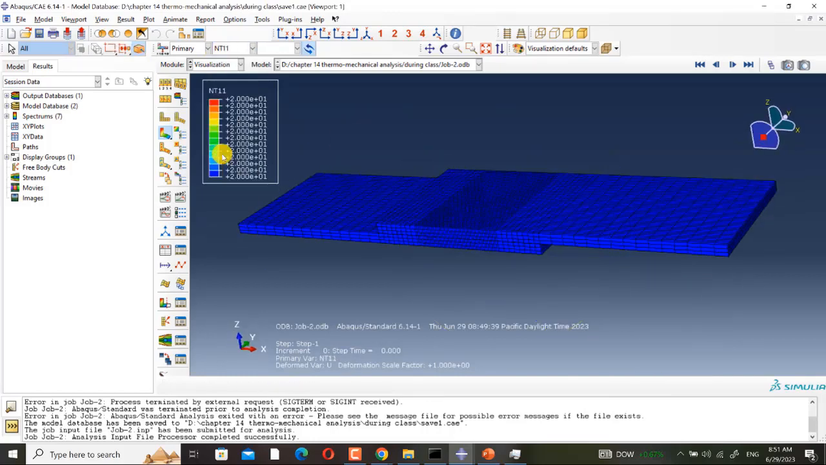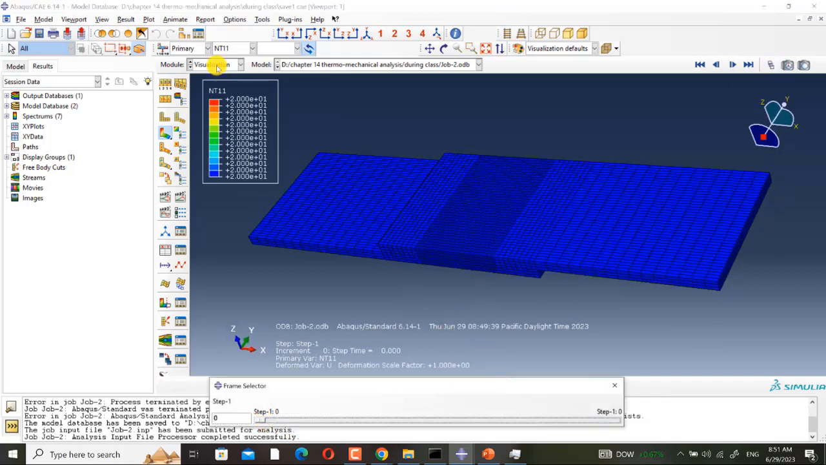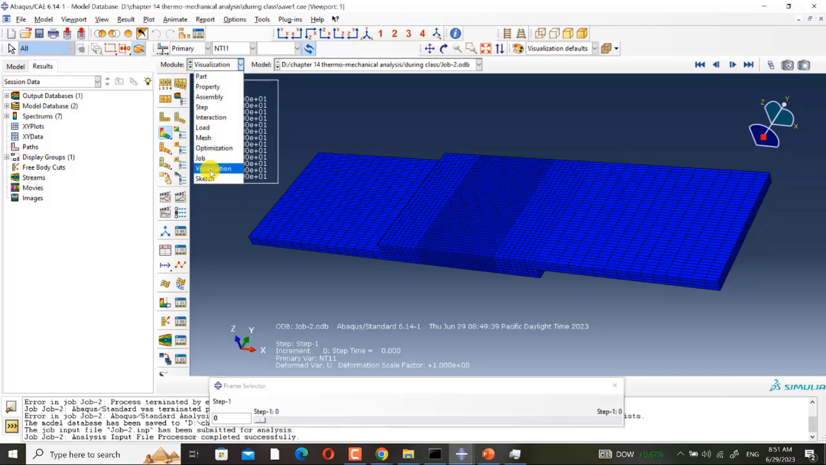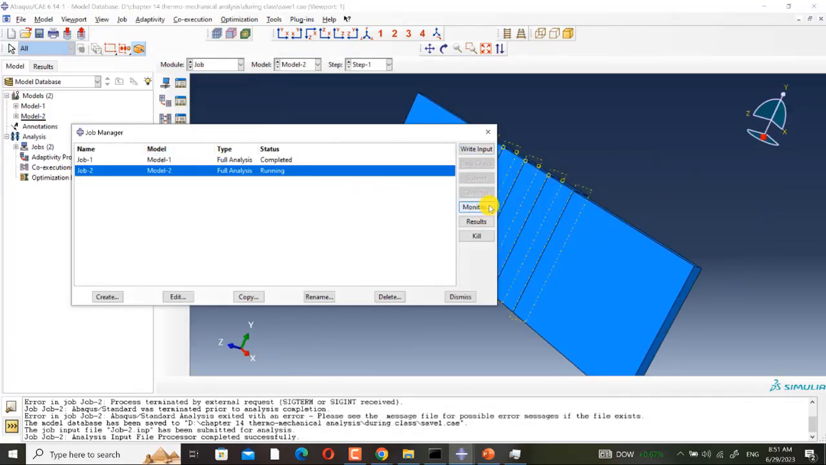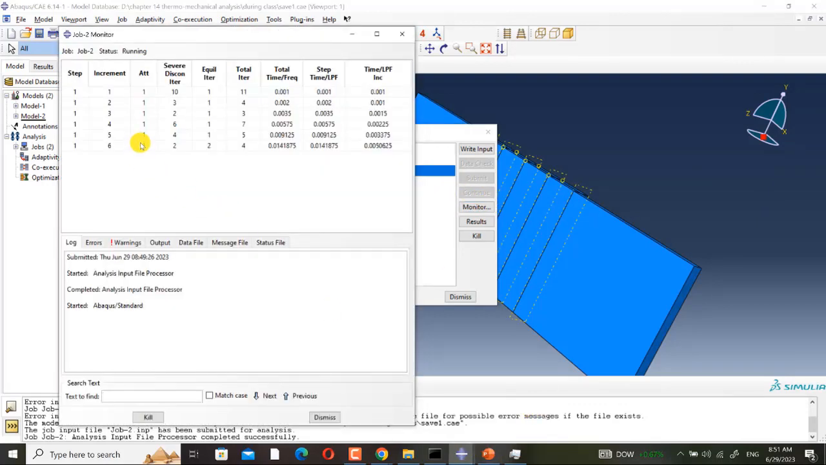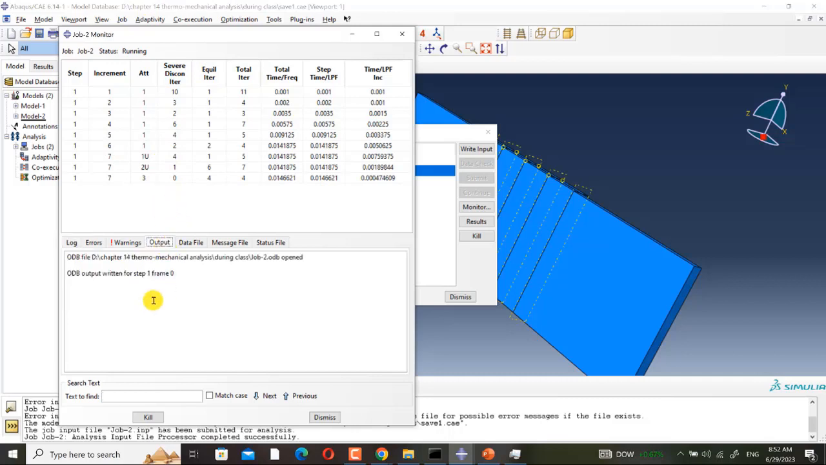Why there is no... Aha, sorry, it is not solved because every 10 increments, yes, every 10 increments... sorry, after 10 increments we will have the result. It's 6. No output.